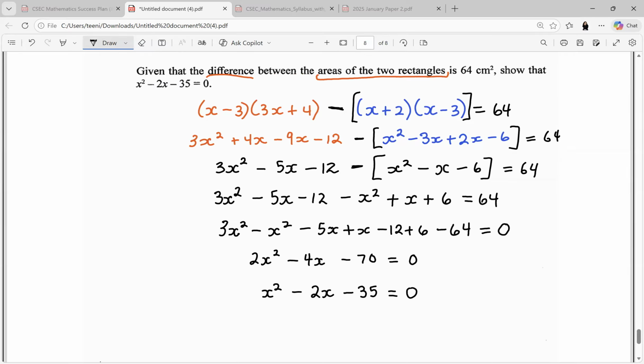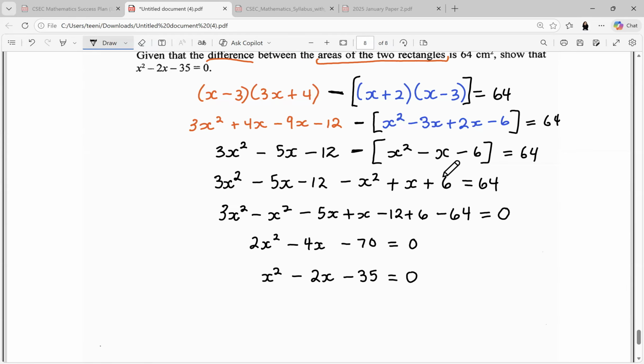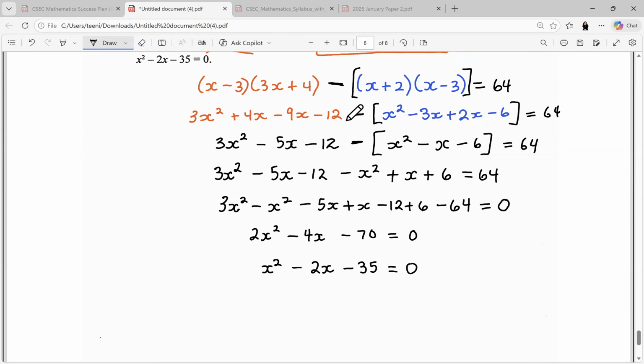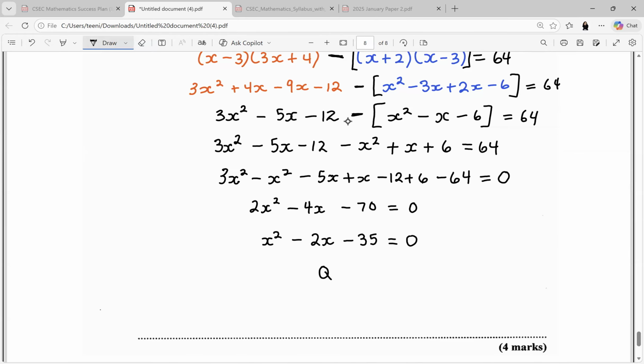So there we have it. We have shown that the difference of the areas of the two rectangles is x squared minus 2x minus 35. So QED. And that's a full 4-mark question.